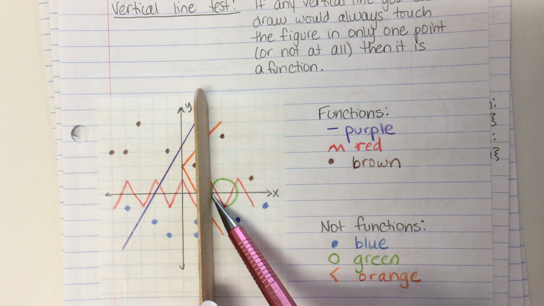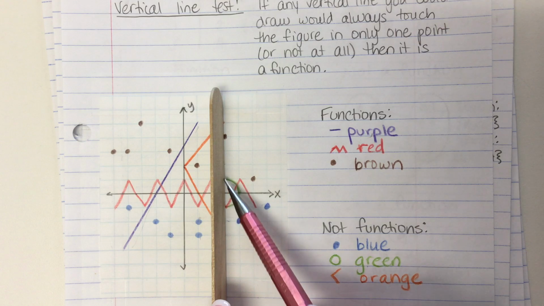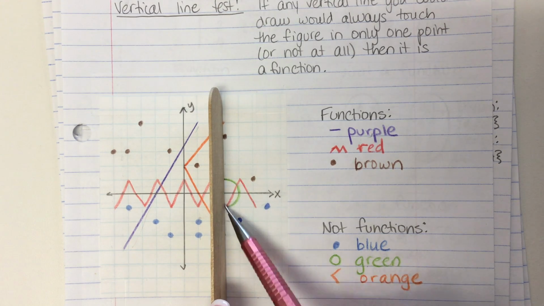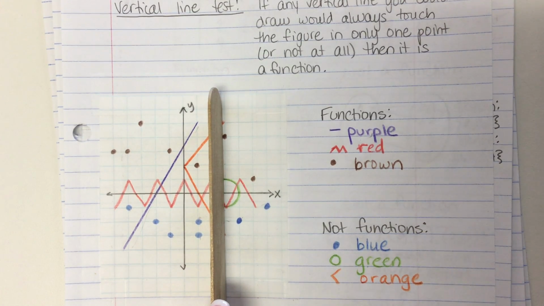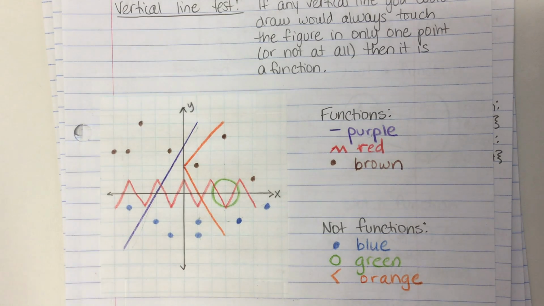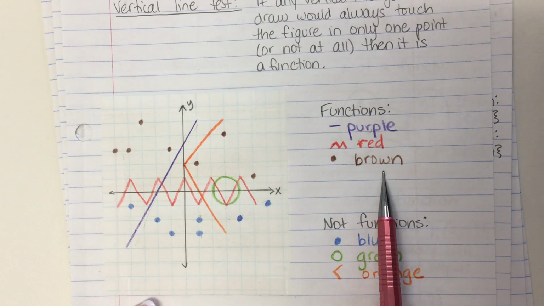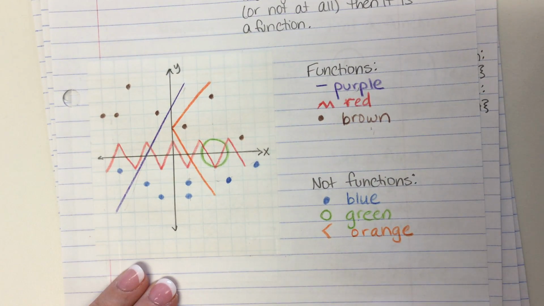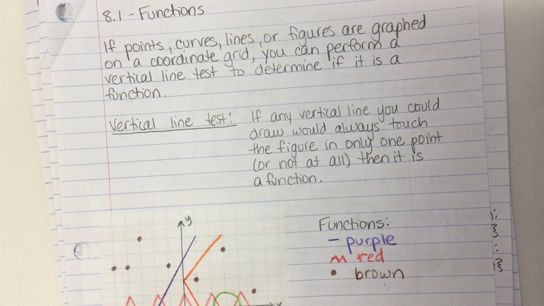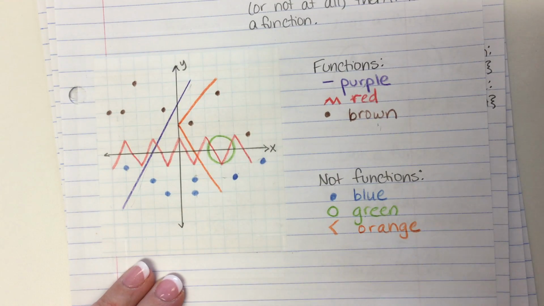Right here, it only intersects it once, but if I were to draw a vertical line right here, it would intersect the green twice, and so therefore it would make it not a function. So hopefully you get the idea about what's the difference between a function and a not function with regard to the vertical line test. If it passes the test, it's a function. If it does not pass the test, it is not a function.